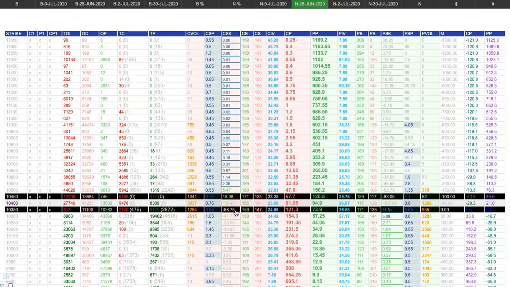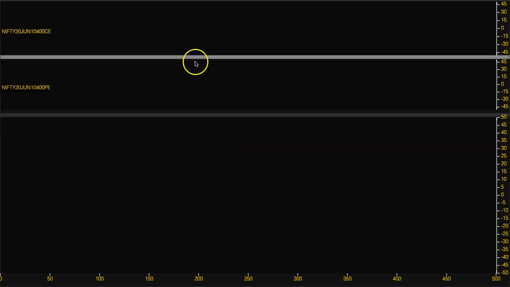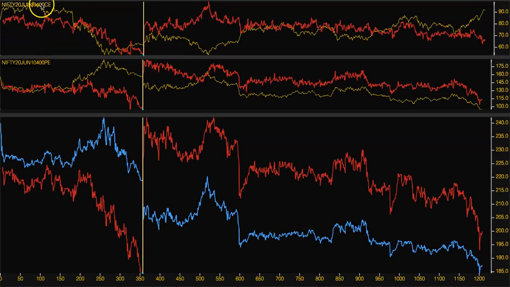To open the straddle chart, click on the current price, the purple color is the current spot price. So for 10,400, to open the straddle chart of 10,400, click on this price, either CE or PE. If you click, it will open something like this. You can see the 10,400 CE and 10,400 PE chart has opened.